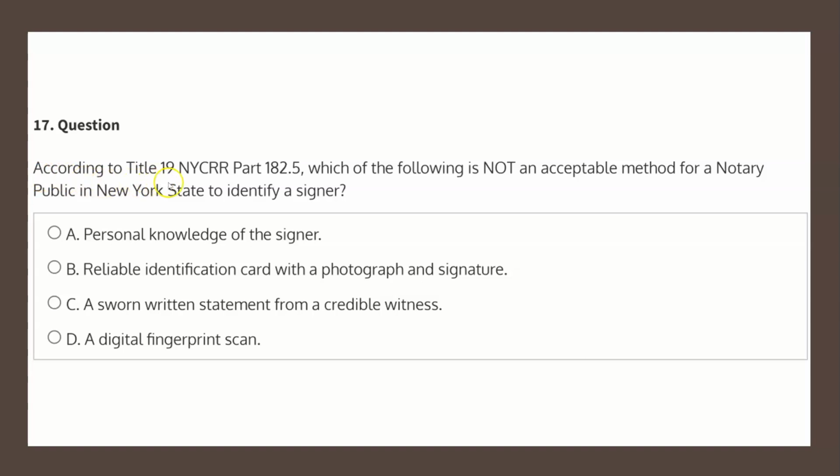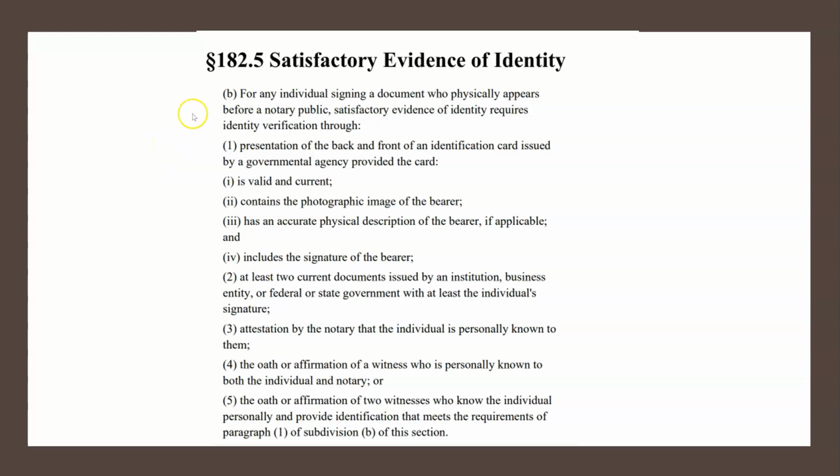According to Title 19, NYCRR Part 182.5, which of the following is not an acceptable method for a notary public in New York State to identify a signer? Well, let's have a look at the law to determine our solution, specifically Section 182.5 referenced in the question.